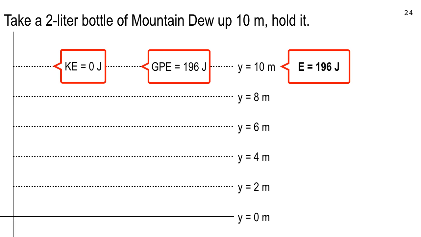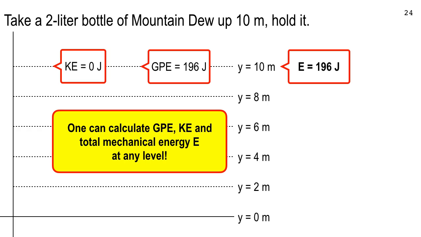Capital E is the sum of kinetic and potential at any elevation. So once you have it there, you have ditto marks all the way down. Any elevation you care to write about, capital E is going to be 196. Now, you can calculate GPE at any elevation, then figure out kinetic energy, because you have total mechanical energy. So you have an equation: capital E equals kinetic plus potential. If you have two of those items, you can figure out the third.